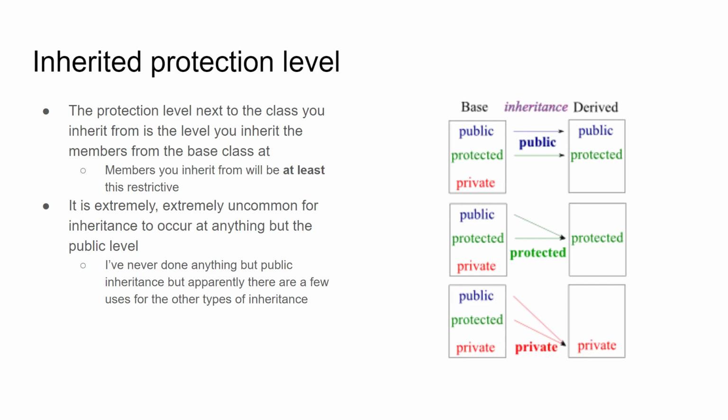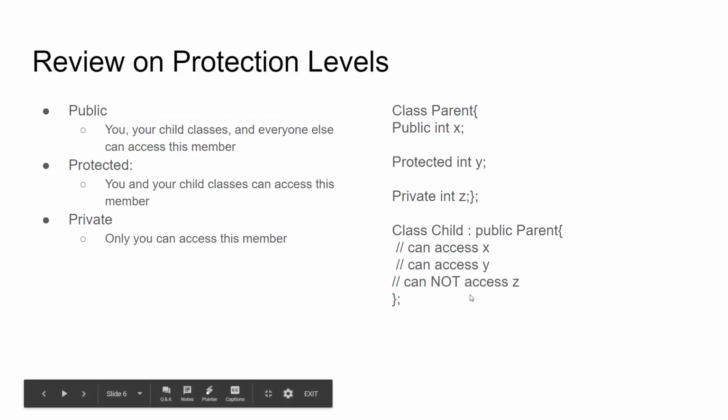Any other questions? Again, you're almost never, ever going to do anything but public when you inherit. I've never written any code where I did anything else. If you forget to specify a protection level, what does it default to? Private. If you don't specify a protection level, it gets defaulted to be private. So if you just said something like class child colon parent, it would inherit at the private level. Probably not what you intended.